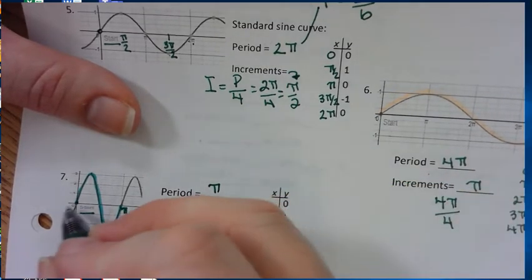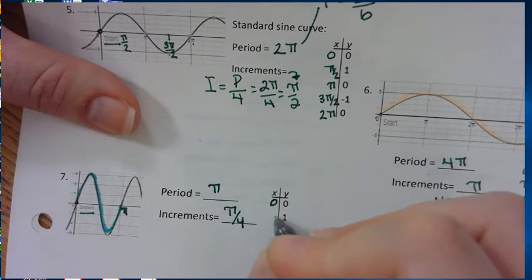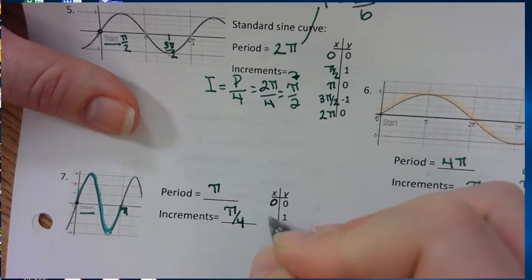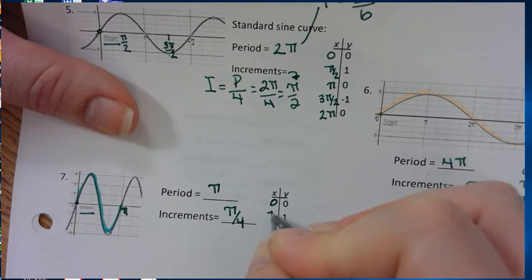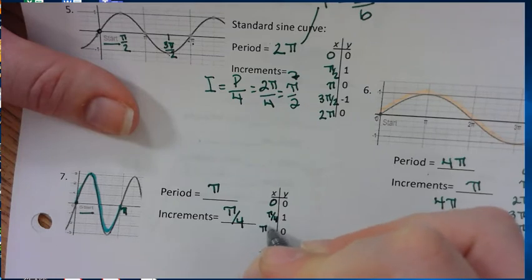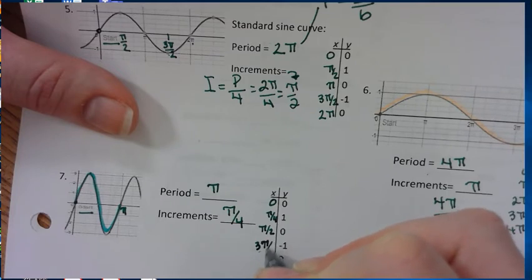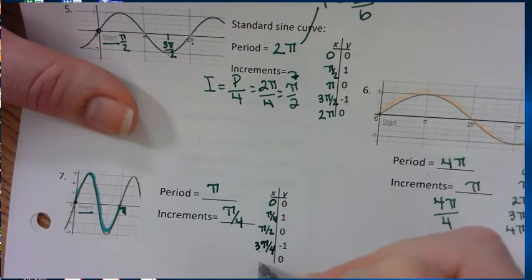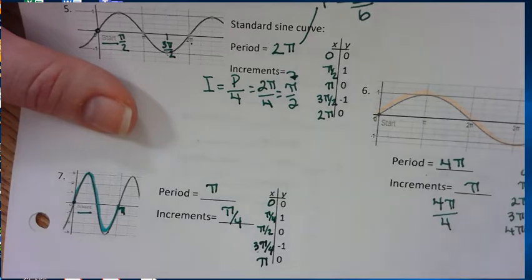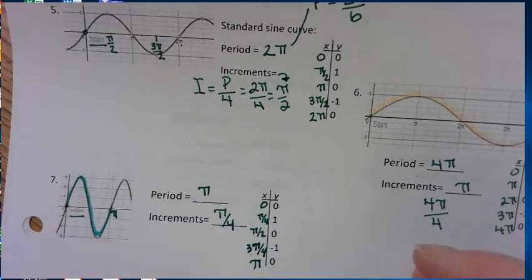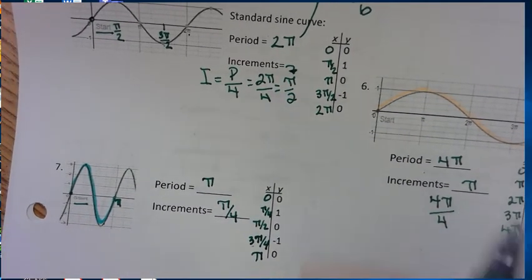So that means we're starting at 0, and I'm going to count by pi over 4s, or quarter pi's. So a quarter pi more than 0 is pi over 4. A quarter pi more than that is pi over 2. A quarter pi more than that is 3/4 pi, or 3 pi over 4. And pi is a quarter pi more than that. Okay, there's all of our numbers, and we have what we need.